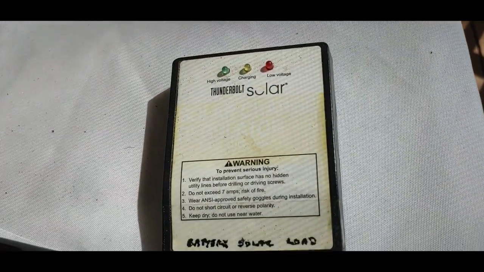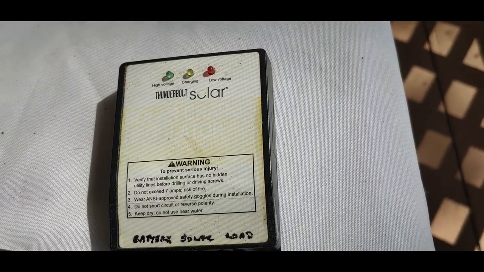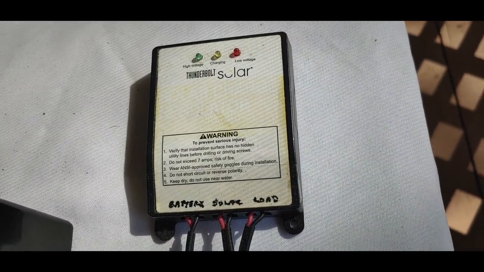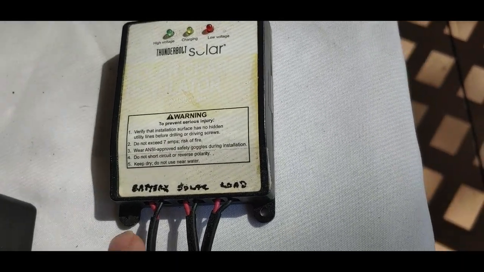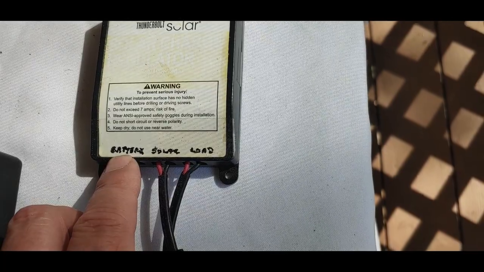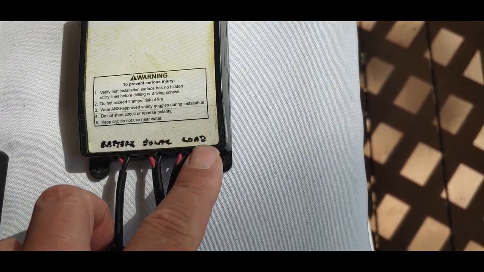You can easily look these up and see how much they cost. They still offer these at a relatively low expense, and you can get coupons and get prices off. I've had it for such a long time, as you can see, letters have come off, so I've written these myself: battery, solar, and load.